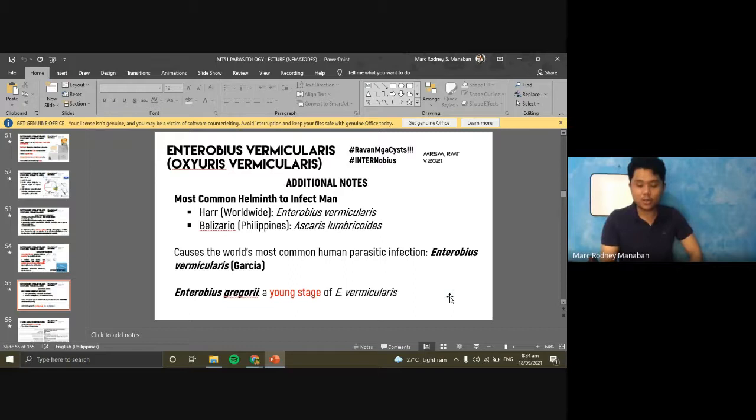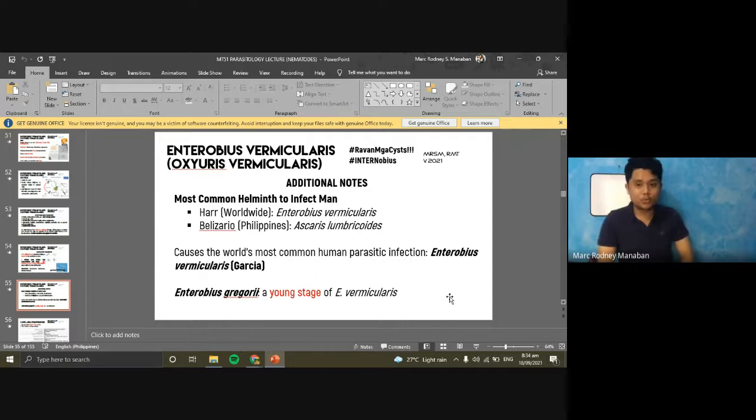So, how do we reconcile that? Think of the questions in the boards, and just look at the phrasing. If the question is most common nematode infecting man, answer Enterobius. Or if most common helminth infection, still Enterobius. But if the question is most common nematode in the Philippines, then we'll answer Ascaris. For most common helminth infection worldwide, we'll answer Enterobius. That's why many references say Enterobius.